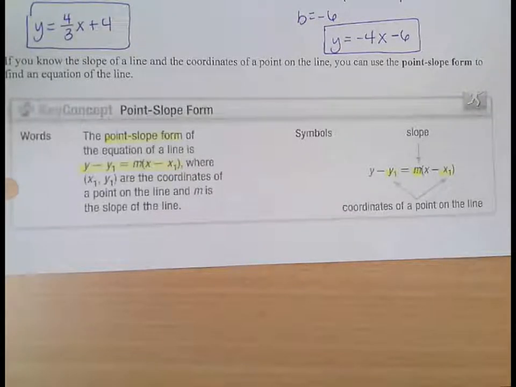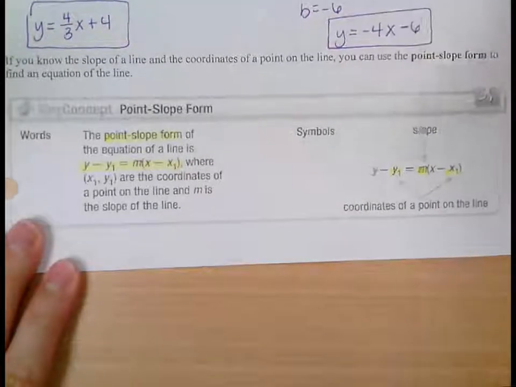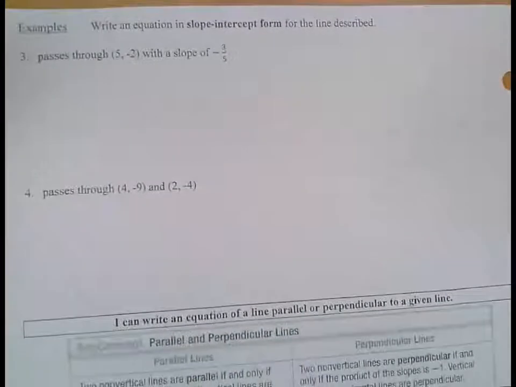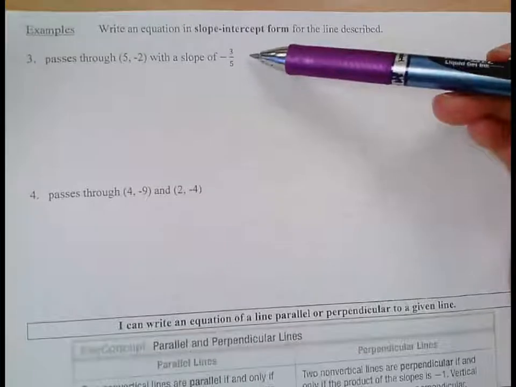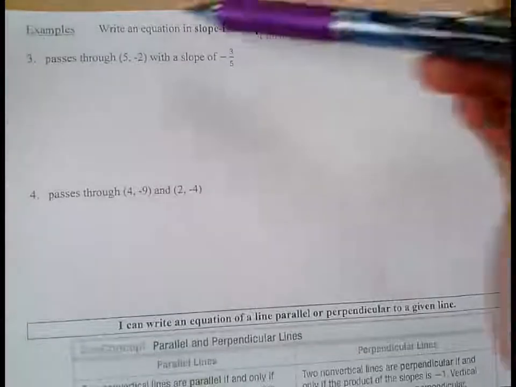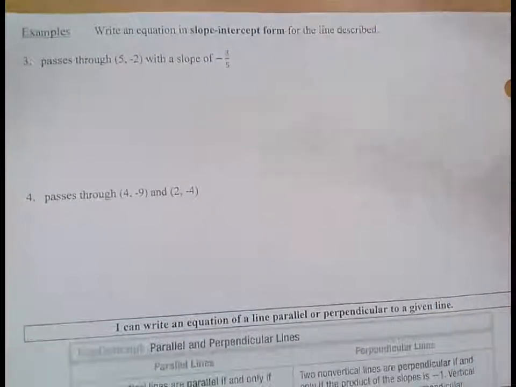So for the next example, I am going to show you 2 different ways to do this same problem, and then from here on out, whichever method makes more sense to you and you prefer, that's how you should do it. But I'm going to show you 2 different ways to write an equation of a line for this case. So in the end, our answers should all be in slope-intercept form.